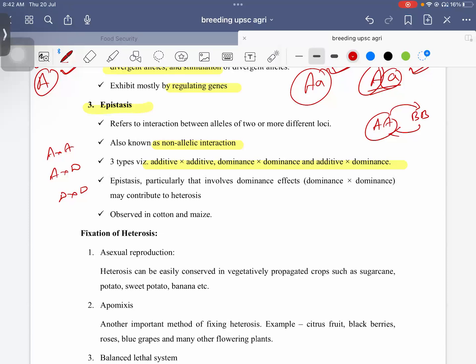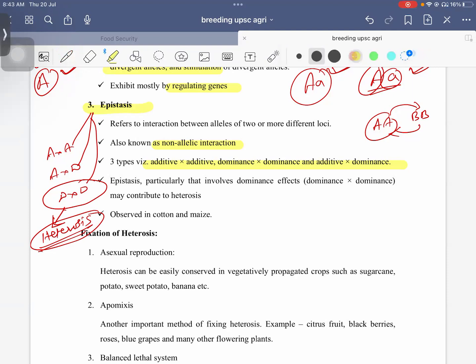Majorly it is in case of dominance into dominance that involves dominant effect, and this may contribute to heterosis. Because in epistasis we have three different types, and in case of dominance into dominance, we usually believe that there is heterosis. This is observed in case of cotton and maize.